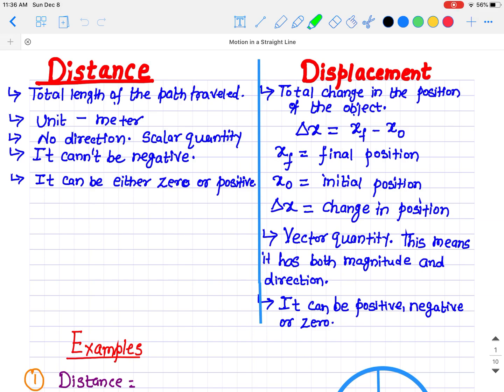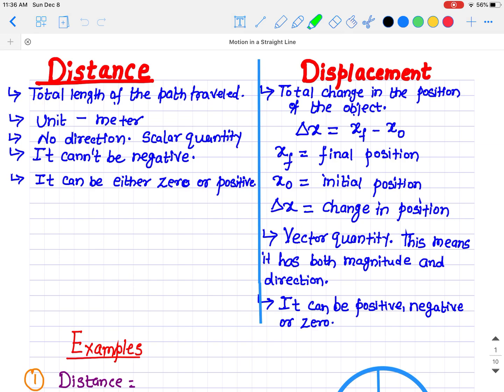In this first chapter, we'll be talking about motion in a straight line. In order to understand the concept of motion, we need to understand the basic fundamentals, which are the distance and the displacement. What's the difference between the distance and the displacement?